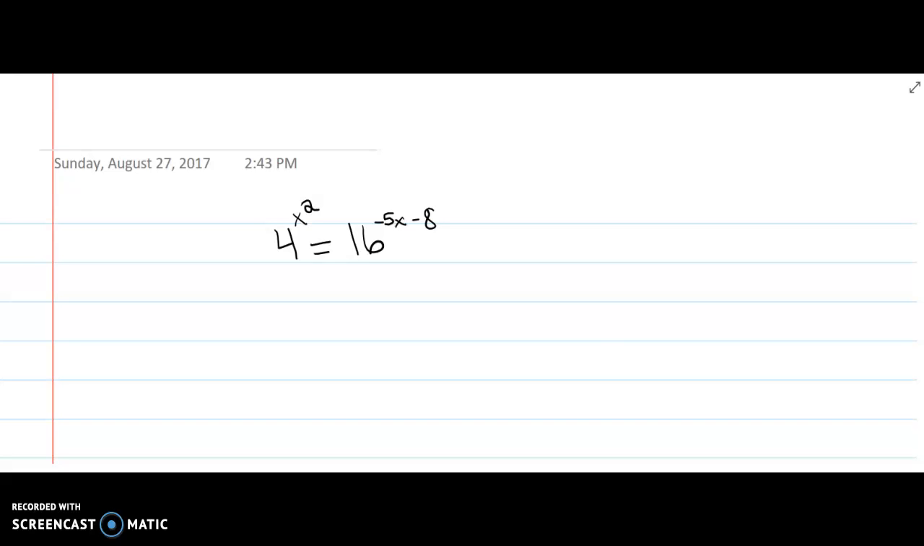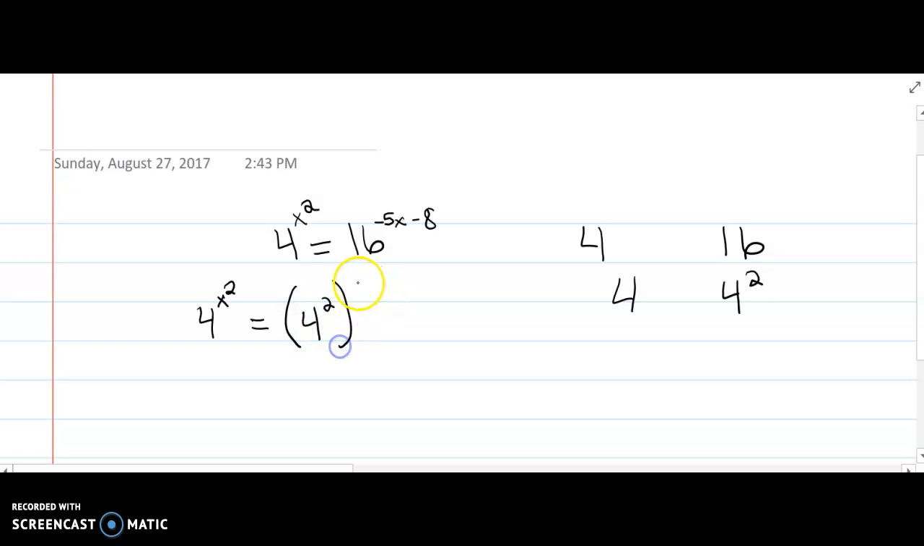Okay, welcome back. So the first thing I notice here is that our bases aren't the same. Then I want to think, well, can I make them the same? So here's 4 and 16. Well, I want to think squares and cubes. Well, I can get this 16 to be 4 squared like this. Now I have my same base. So now I can rewrite it as 4 to the x squared equal to, I plug in that 4 squared, x.